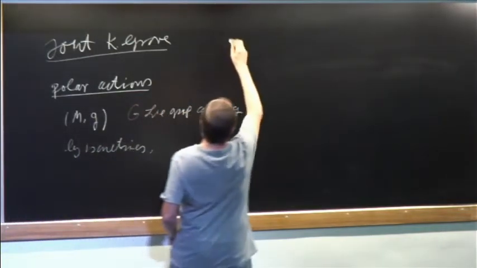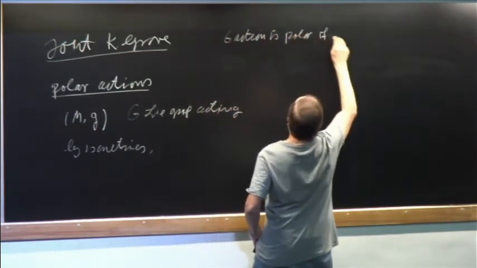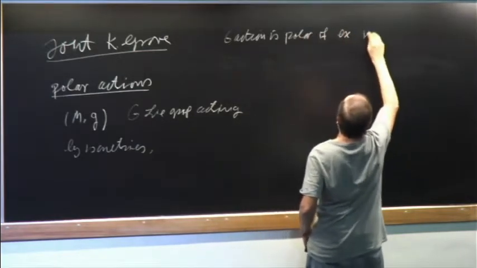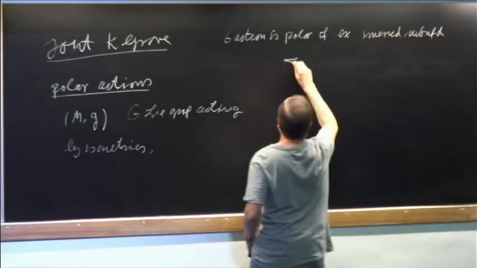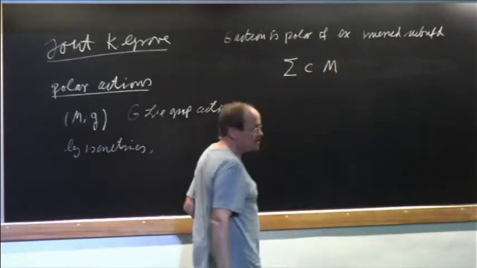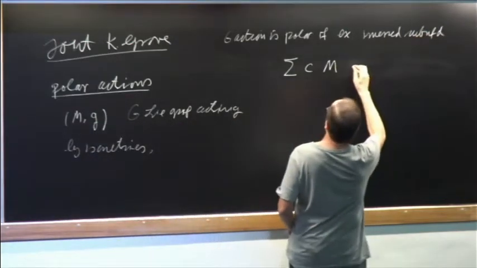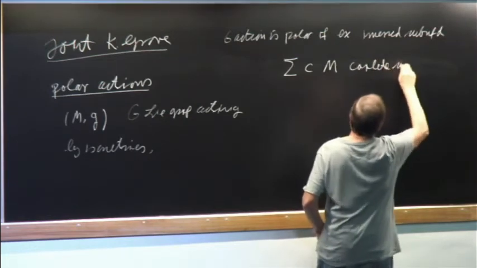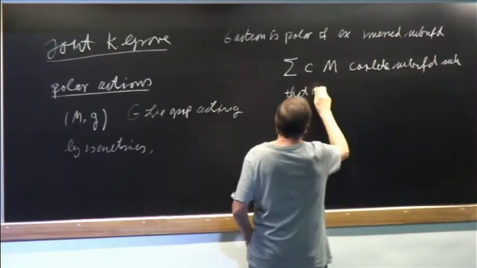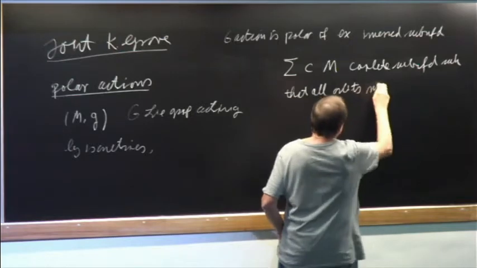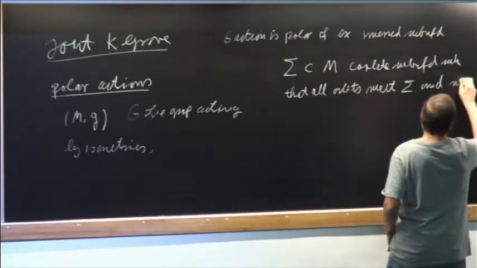And I say that the action is polar, so the G action is polar, if there exists a submanifold, or an immersed submanifold, we call it sigma in M. It doesn't have to be embedded, but let me just assume for notational simplicity that it's embedded. Such that, so this is a complete submanifold, all orbits meet the submanifold sigma, and they meet sigma orthogonally.